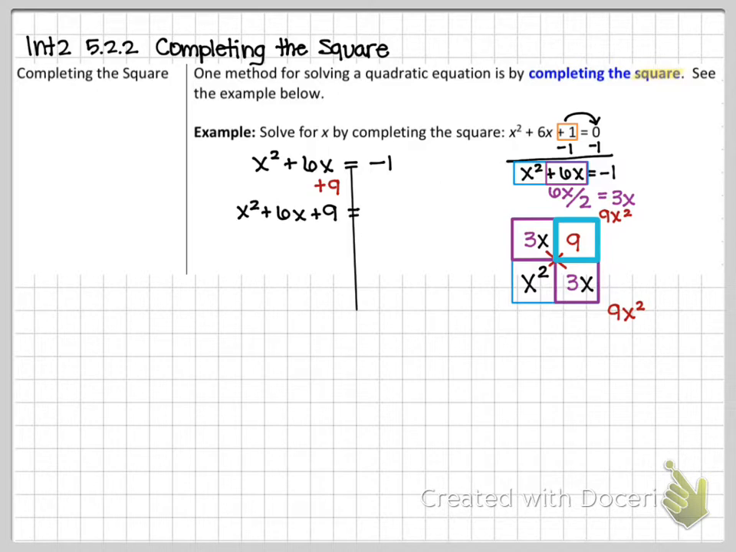Okay, but this is technically an equation. Whatever you do to one side, so those 9 singles that I just came up with, you're going to have to add it to the other side as well. So I think that's going to give us 8.